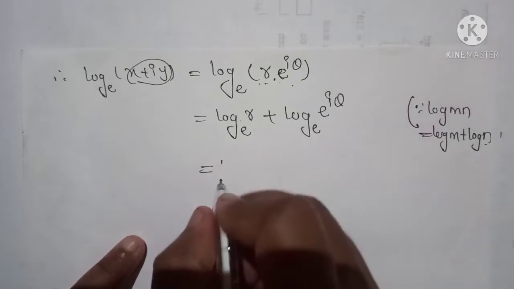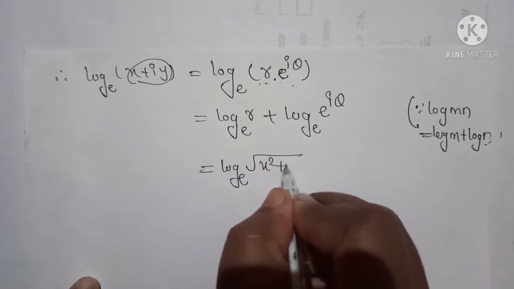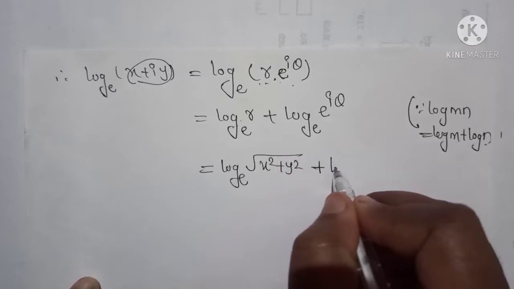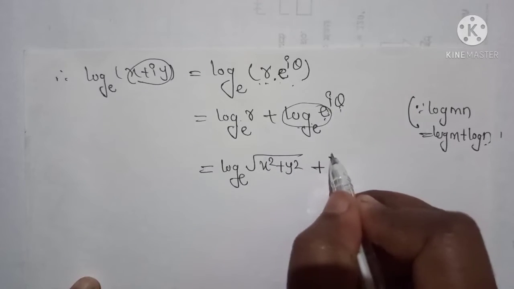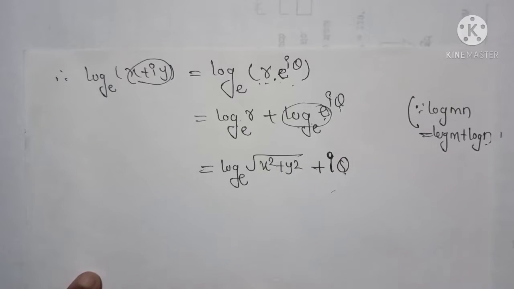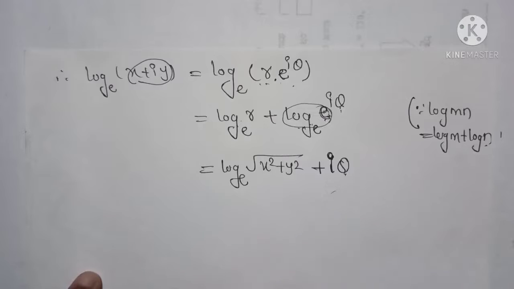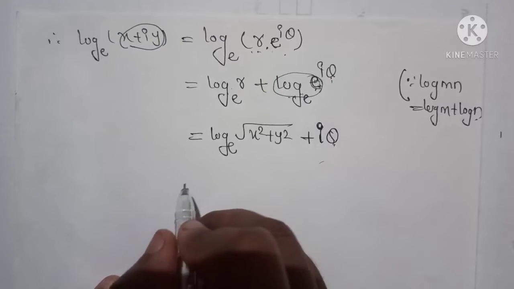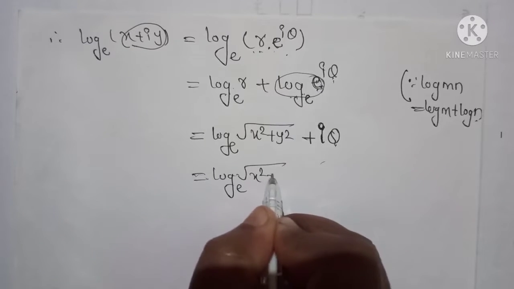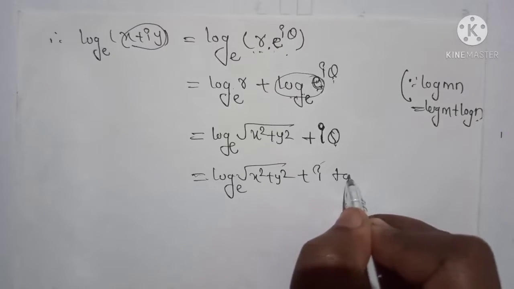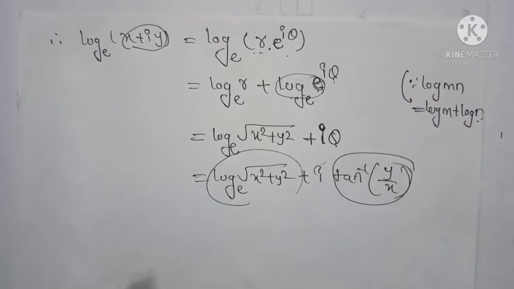So here r means square root of x square plus y square, plus here log of e raised to i theta becomes i into theta, because the log and the exponential cancel, and we get simply i theta. So this can be written as log of square root of x square plus y square plus i into tan inverse of y by x. Now this is the real part and this is the imaginary part.